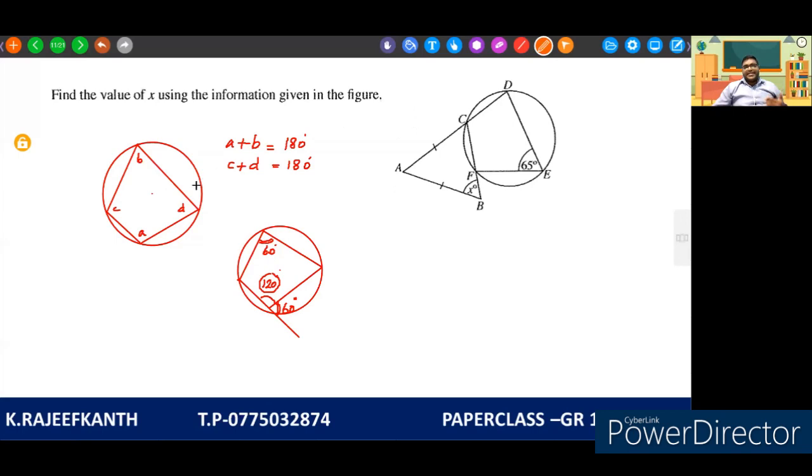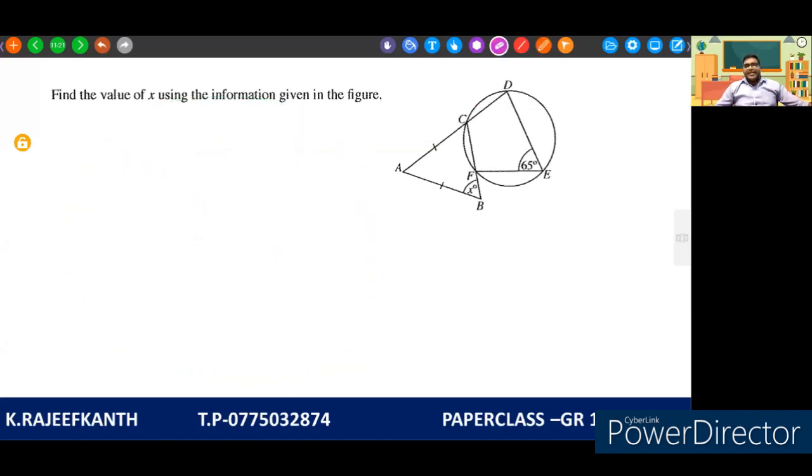So by using these two theorems, now you can find the value of x. Try to find the value of x. Here, CDEF is a cyclic quadrilateral, because the four vertices of that quadrilateral are on a circle. Right? Then we can call CDEF a cyclic quadrilateral. And also they have given a triangle ABC. That triangle ABC is an isosceles triangle because they have marked that AC equals AB.